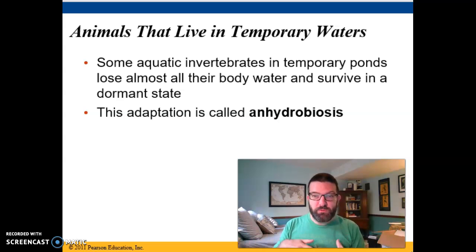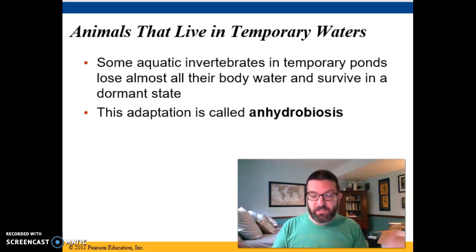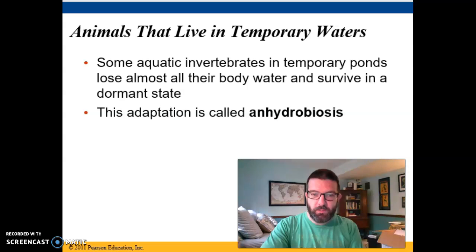Some invertebrates live in temporary ponds. And so when those ponds go away, those ephemeral ponds evaporate, they're able to go into a stage called anhydrobiosis, where they essentially live in a dormant state that needs almost zero water. They're incredibly water efficient because they don't do anything until water comes again, and then they come out of this anhydrobiotic state and become normal again.